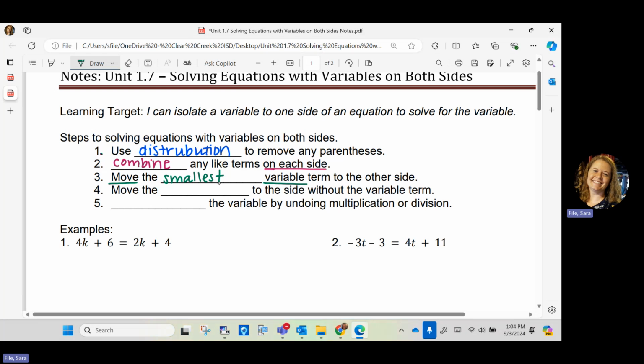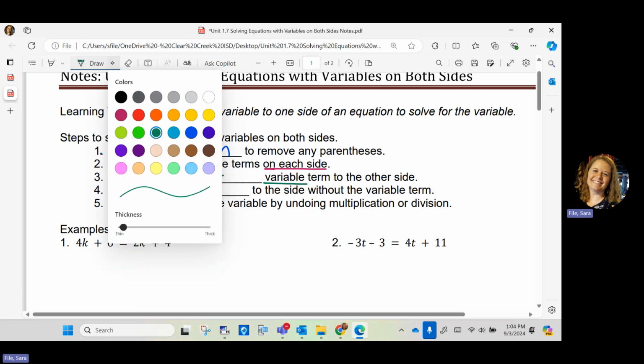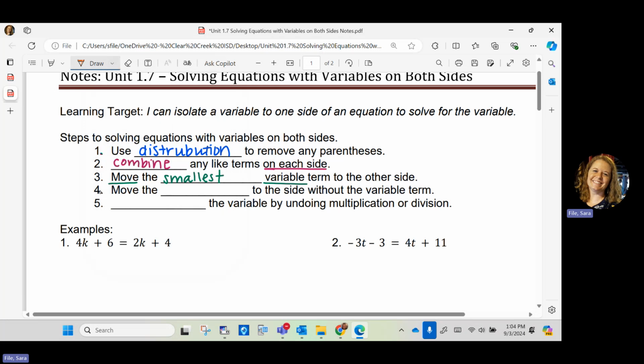Once you've gotten the variables to one side, then you want to move your constant. Remember, the constant is the number that doesn't have a letter attached. So no variable, just a number. We're going to move those away from the variable term, so to the other side.